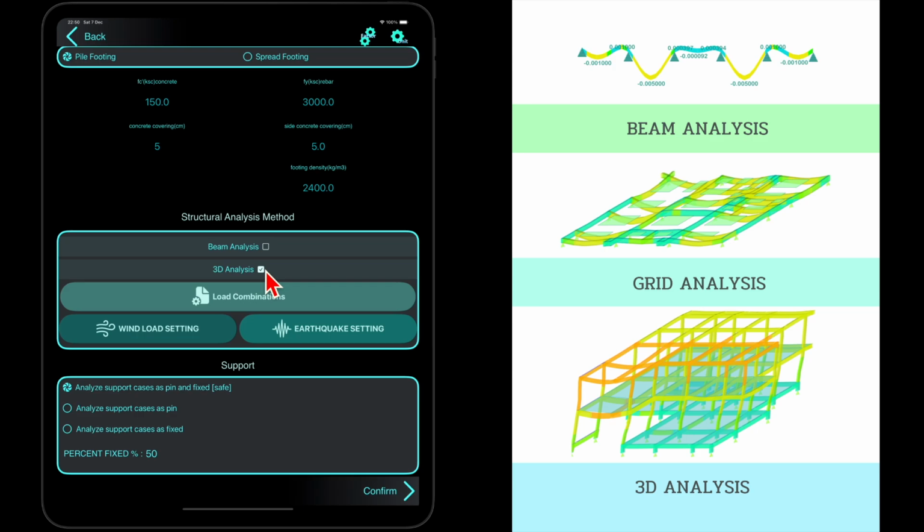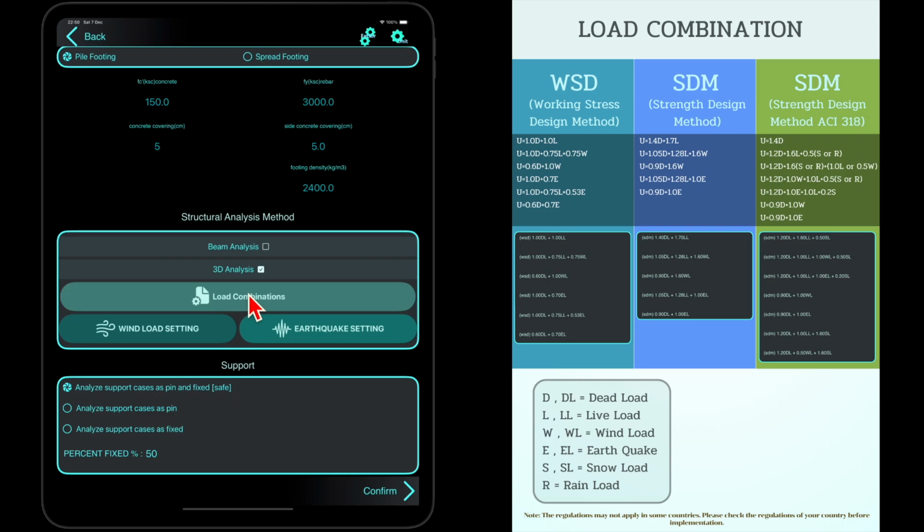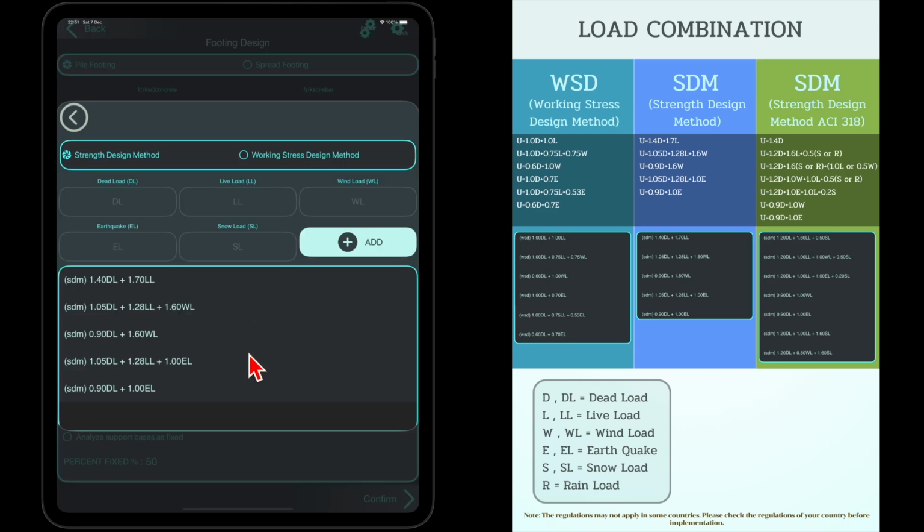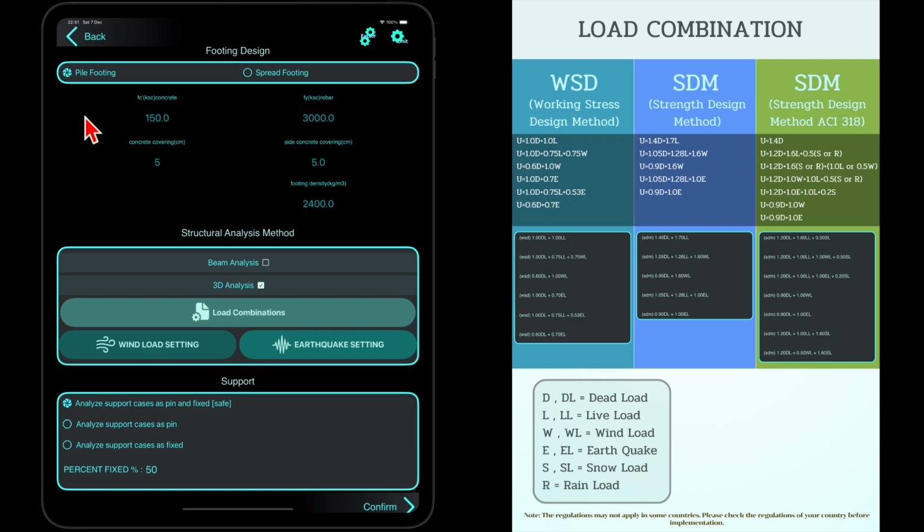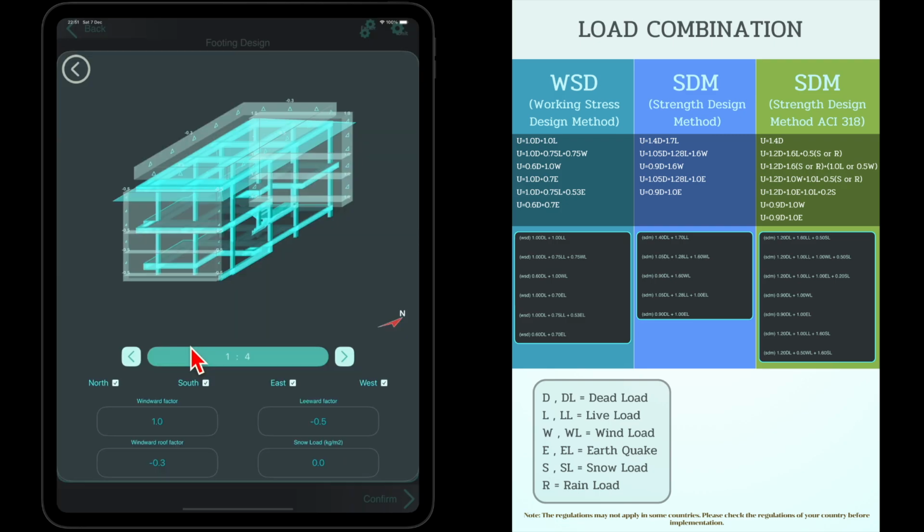If the strength design method is used, it is recommended to perform a 3D analysis or both analyses. Set the combined loads. We will use the middle option as usual. To delete a load, swipe left on iOS or press the trash icon on Android. Once the values are entered, proceed to wind load settings.